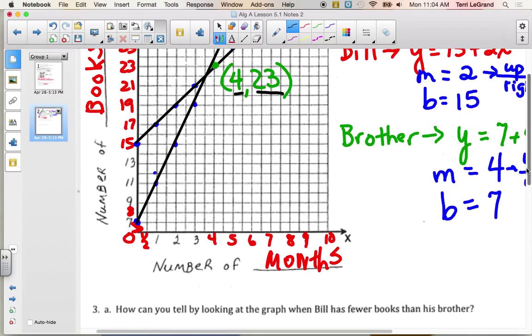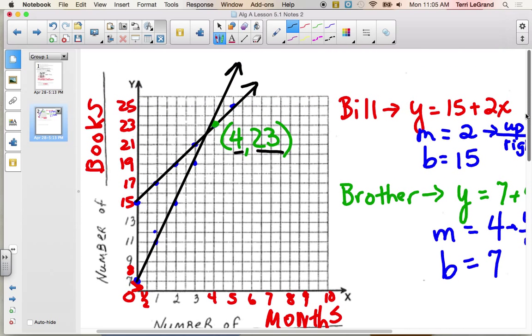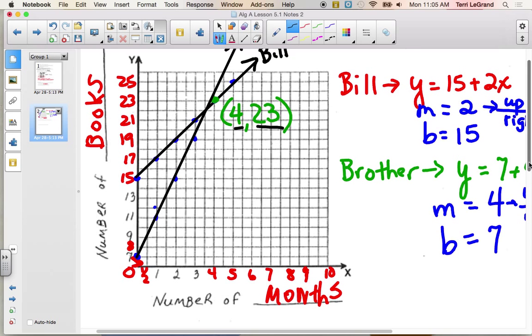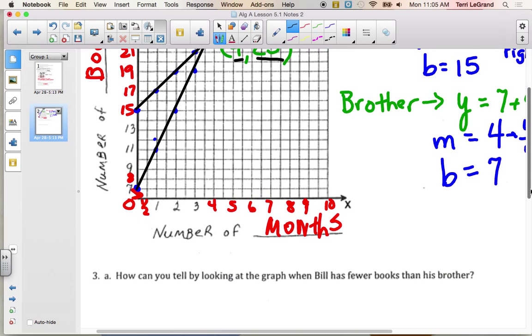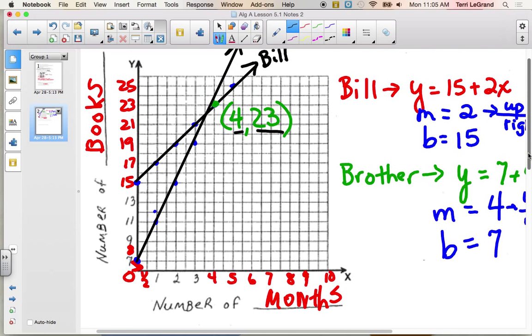Number 3A says, how can you tell by looking at the graph when Bill has fewer books than his brother? I think one of the things that would be good for us to do right now is give each of those lines their name. This is Bill's graph, and this one is the brother. So Bill's is the one that starts up higher, and the brother is the one that starts down lower. How can you tell by looking at the graph when Bill has fewer books than his brother?